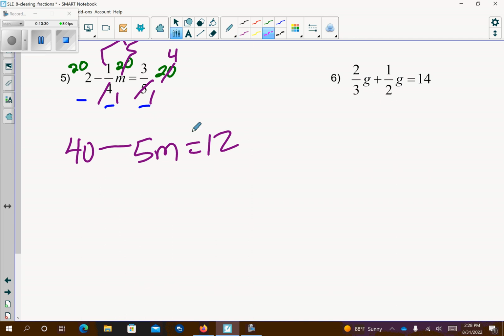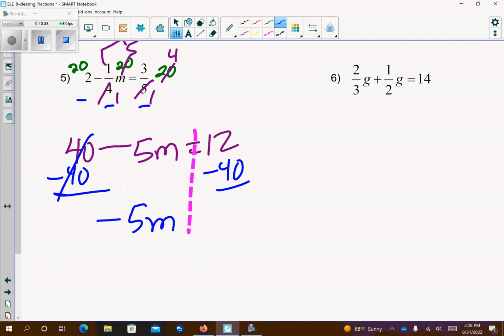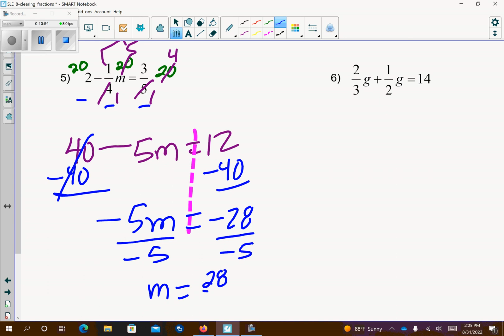Now we can go ahead and solve this. So I can subtract 40. Those cancel. So negative 5m is equal to 12 subtract 40. That's minus 28. Divide each side by negative 5. Negative over negative is positive. 28 over 5 does not reduce. So just keep your answer as m equals 28 over 5.